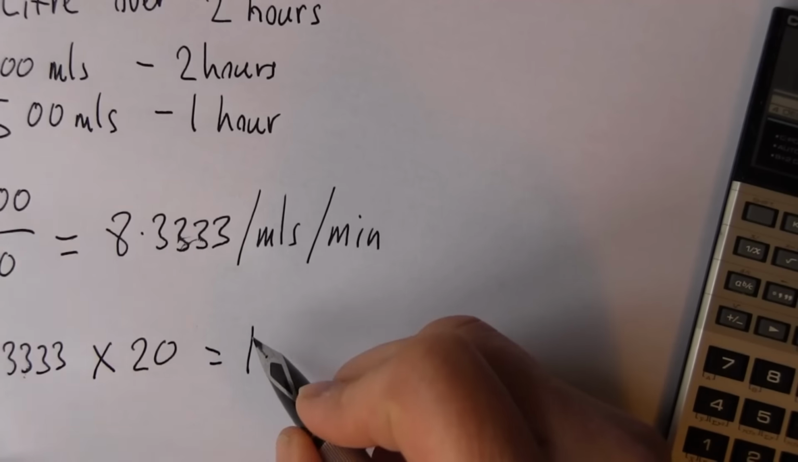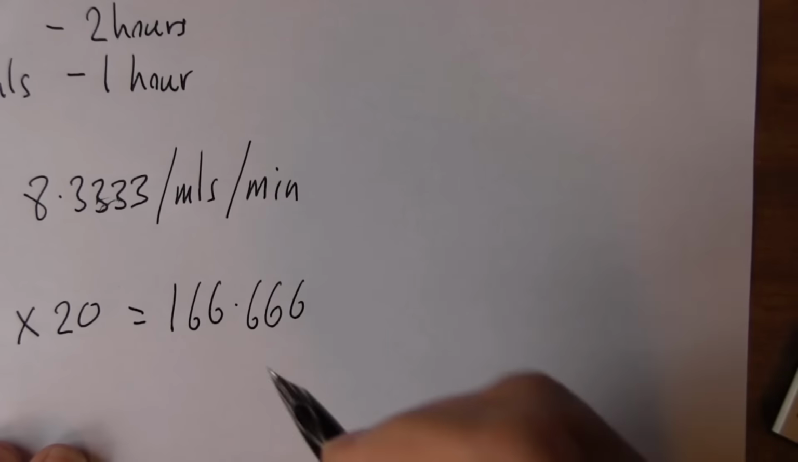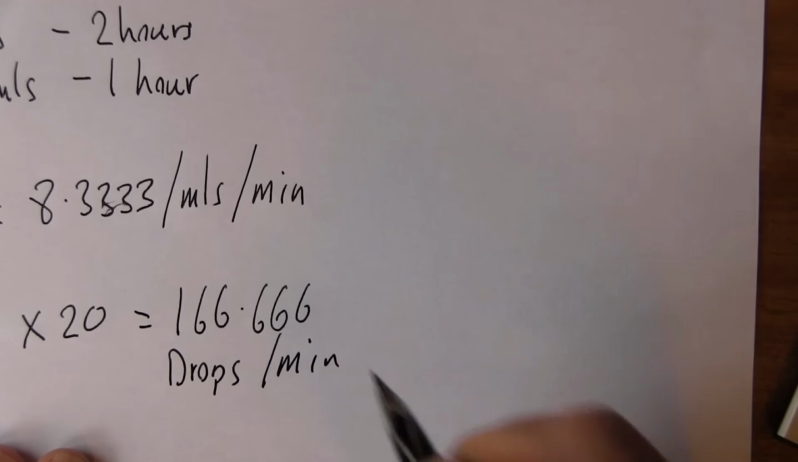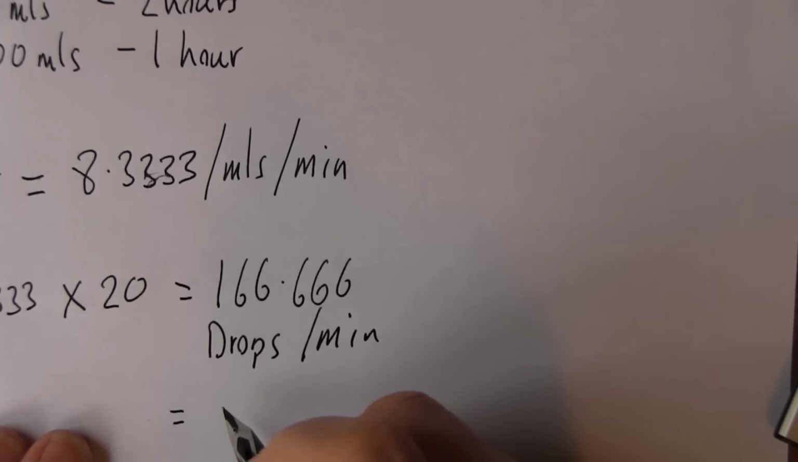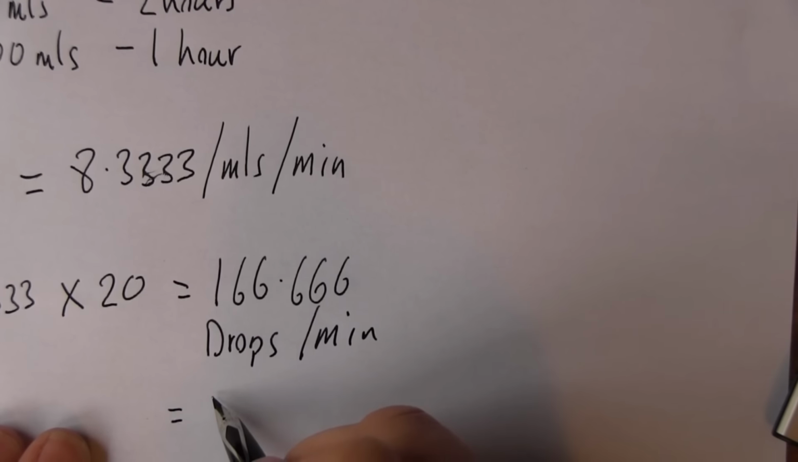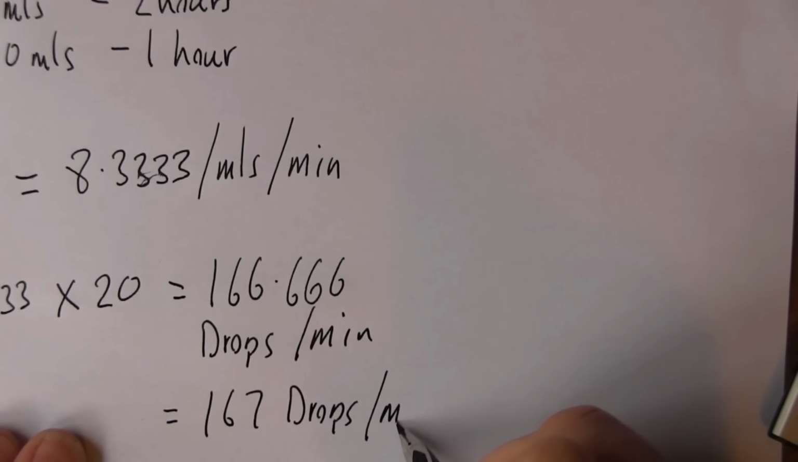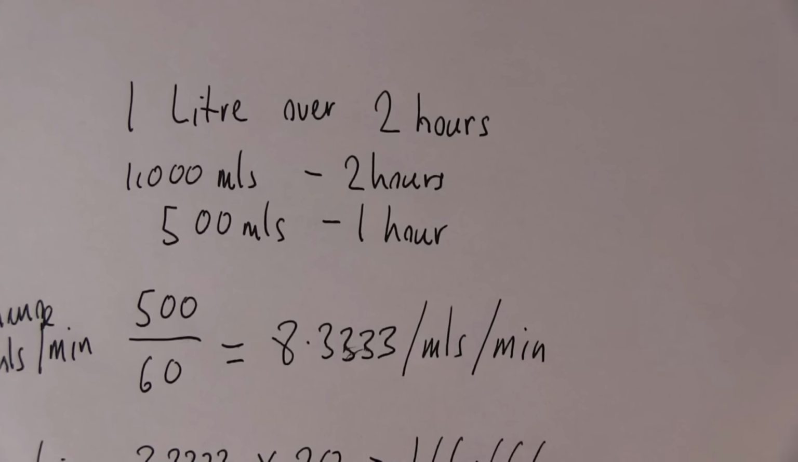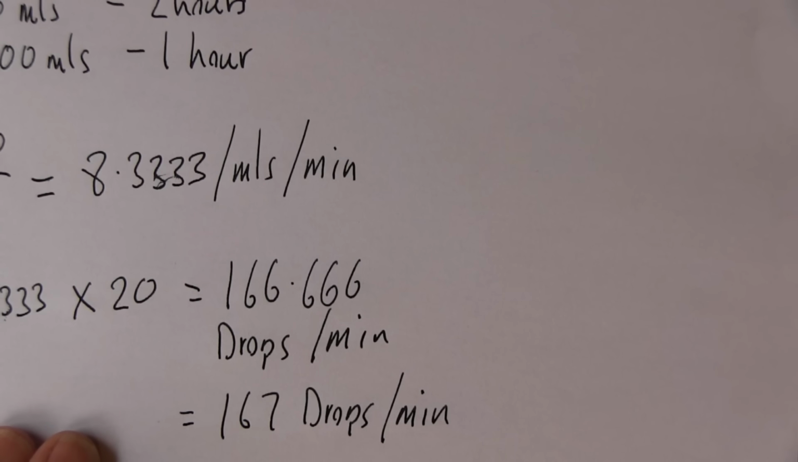equals 166.666, and that is drops per minute. That's how many drops we want to give per minute, and that's going to equal, for all practical purposes, round that up to the nearest whole number, 167 drops per minute. So if our giving set gives 20 drops per mil, the patient is prescribed 1 litre over 2 hours. That is going to equal 167 drops per minute.